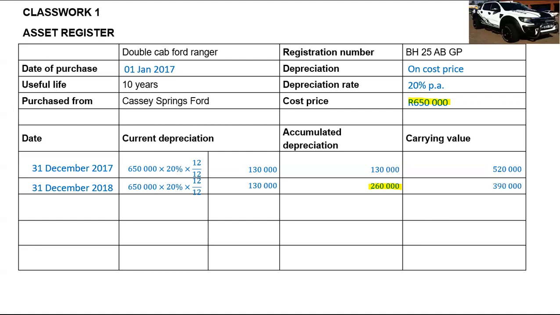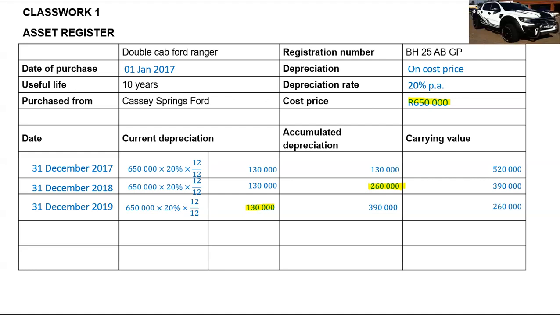Depreciation for the 2019 financial year will still be the same because we are going to use it from the 1st of January 2019 to the 31st of December 2019. So we used that for the entire financial year. Take 650 times 20% times 12 over 12 because we use it for the entire year, and that will be again 130. Now 260 plus 130, you add it, it'll give you 390.